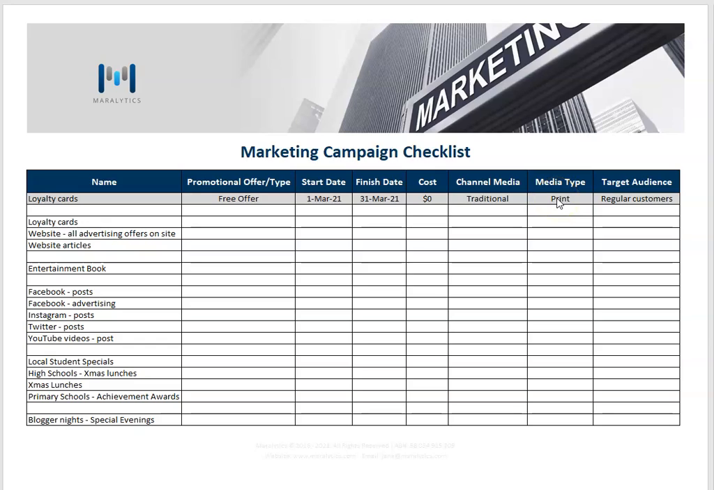These are always good to know so that you can have a really good blend of a marketing mix of your marketing activities, because it's best to have a blend of traditional, social, digital, and online rather than just promoting through one type of channel only.